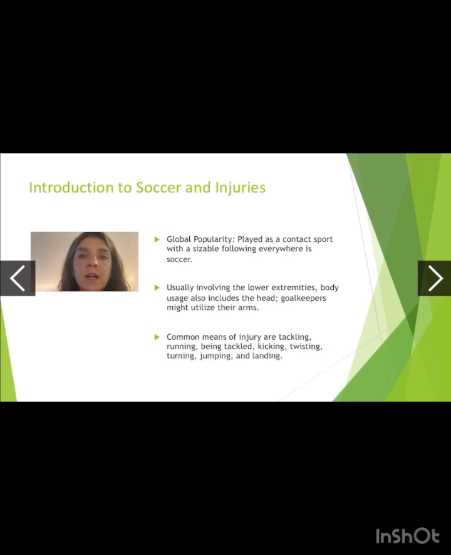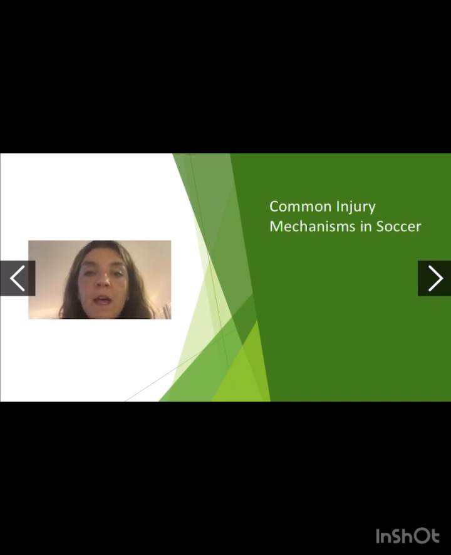As we know, soccer is a global sport. It usually involves the lower extremities. Common injuries usually arise from the high demands of the sport that involve tackling, running, kicking, twisting, turning, jumping and landing. Common injury mechanisms in soccer usually arise from running and tackling among other motions. It fascinated me that non-contact injuries such as sprinting and landing are more common than contact ones.